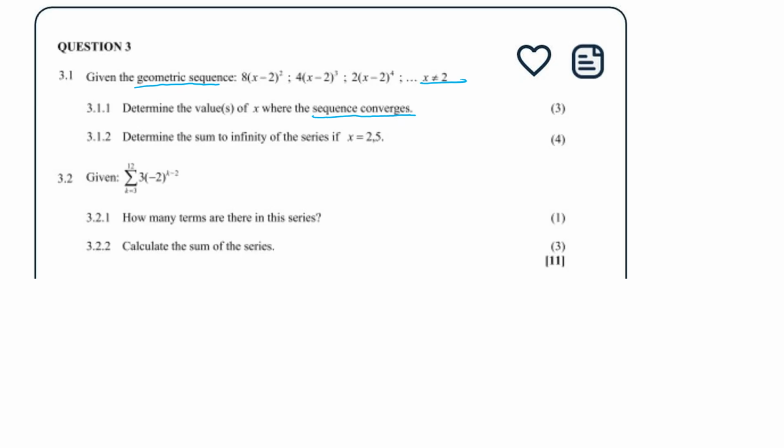Therefore now we can find the value of x using r, right? We can say r is equal to the second term divided by the what? By the first term. Remember, this divided by this is equal to this divided by that. Therefore now r is equal to the second term, which is 4x minus 2 to the power 3, divided by the first term, which is 8x minus 2 squared.